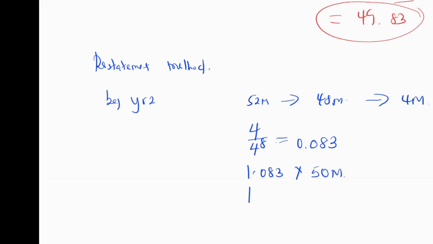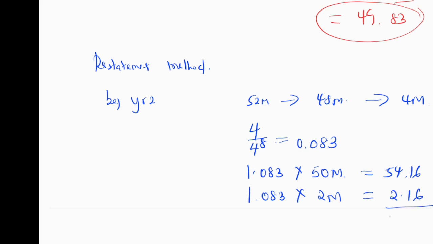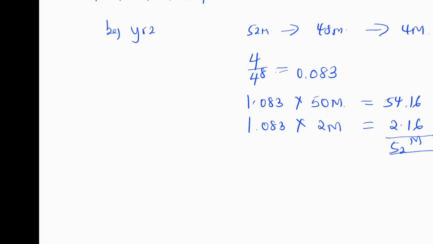And then you also take 1.083 times the 2 million for depreciation. This will give you about 54.16, and this will give you about 2.16. You have restated both the accumulated depreciation and the carrying amount of that asset, and this will give you the closing amount at the beginning of the year. Once you get the closing amount, the depreciation is still the same.